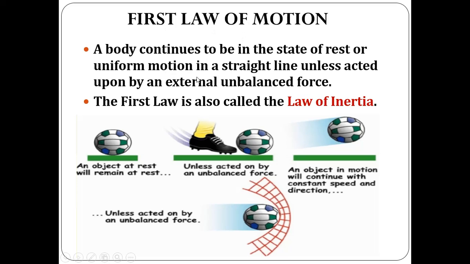Here you can understand more about the first law of motion. Here you can see the object is at rest and will remain at rest until it is hit by the player. When it is hit, the player is applying an external unbalanced force which makes the object move with a constant speed and direction. If it is not acted upon by any external force, it will continue to be in the state of rest. That is the first law of motion. An object remains at rest if it is not acted on by an unbalanced force.